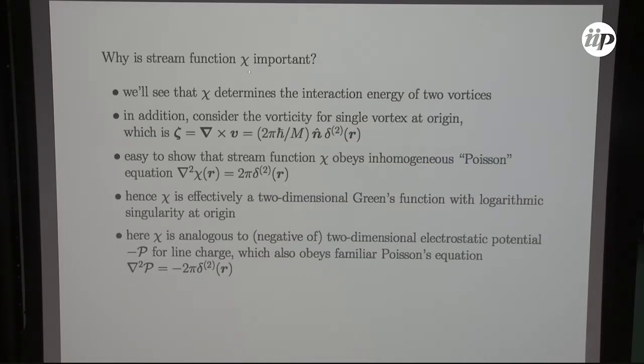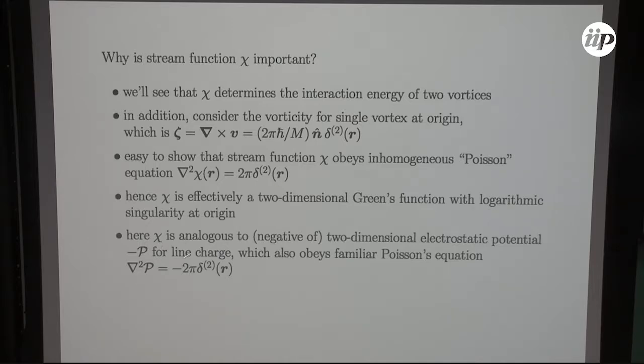Now, why is chi important? Well, we'll see that it determines the interaction energy of two vortices, and it satisfies, if you look at the vorticity here, a two-dimensional delta function. If you work that through, you discover that the Laplacian of chi is a two-dimensional delta function. Therefore, chi is effectively a two-dimensional surface Green's function, which is very useful because in 2 dimensions, Green's functions typically have log singularities, just the same way in 3 dimensions the Coulomb potential has a 1 over r.